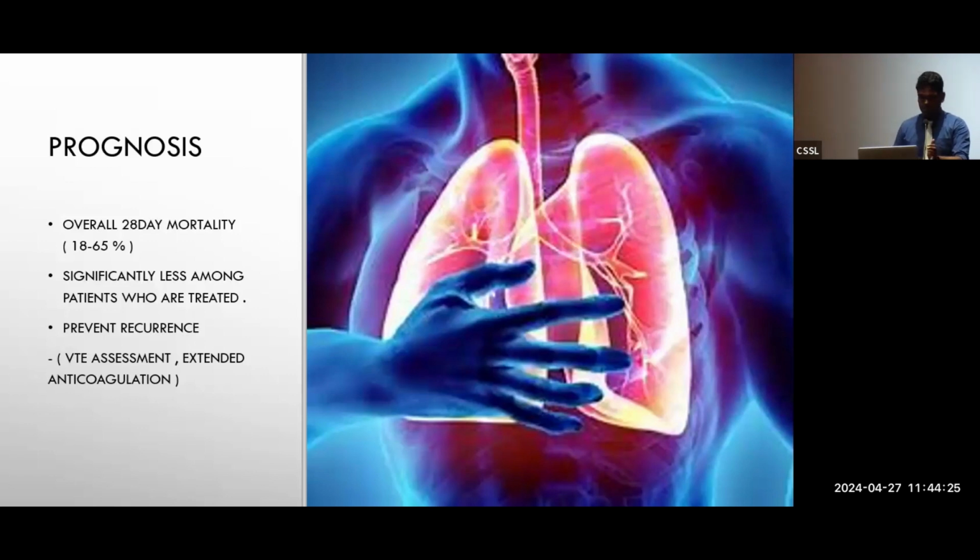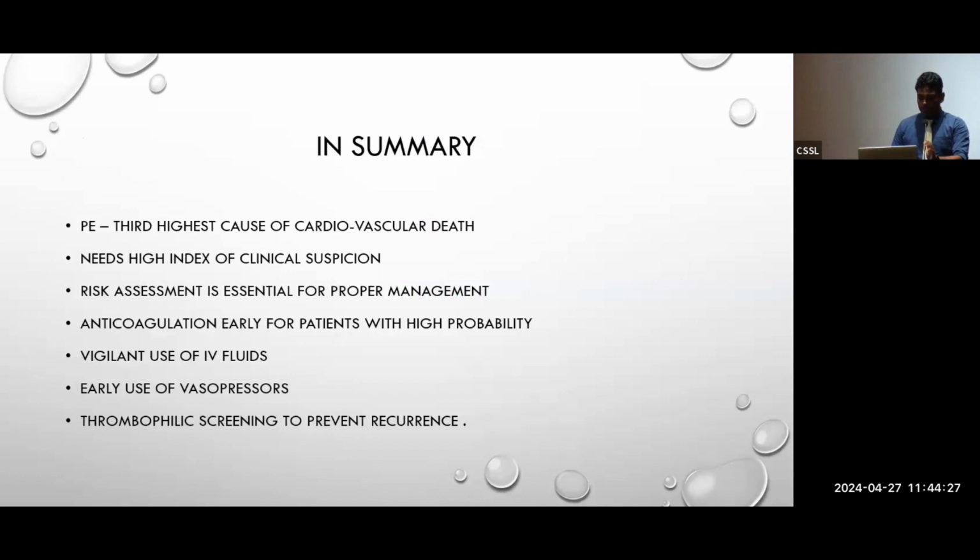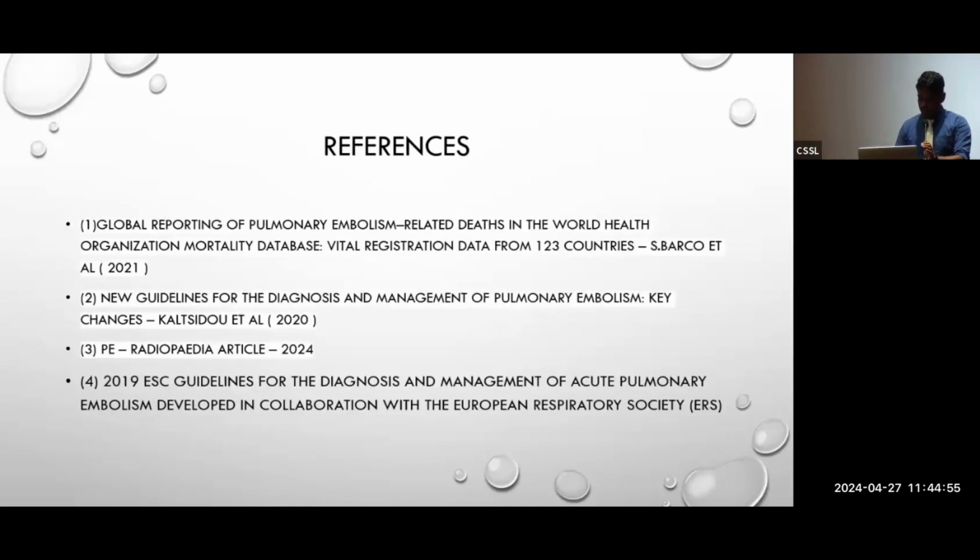same as DVT. So in summary, PE is the third highest cause of cardiovascular death after MI and strokes. It needs a high index of clinical suspicion to diagnose it. So risk assessment is essential for proper management to categorize the patients. Anticoagulation early for patients with high probability, before even getting the imaging. Vigilant use of IV fluids, I mentioned that, and early use of vasopressin. Thrombophilia screening to prevent recurrence.